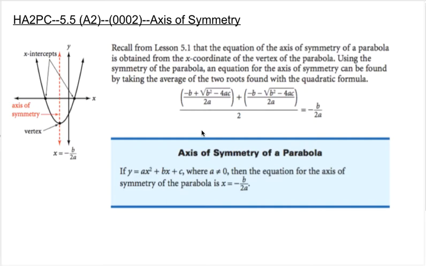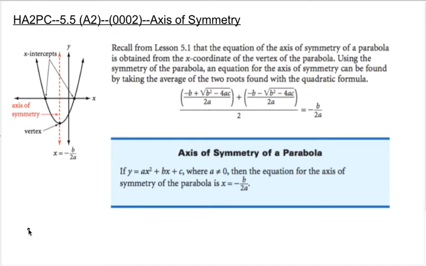All right, this is Honors Algebra 2 Pre-Calculus. We're doing 5.5 in Algebra 2, which is the quadratic formula, but here in this second video, we'll discuss the axis of symmetry. So remember from 5.1 that the axis of symmetry is this line that cuts a parabola down the middle, right?